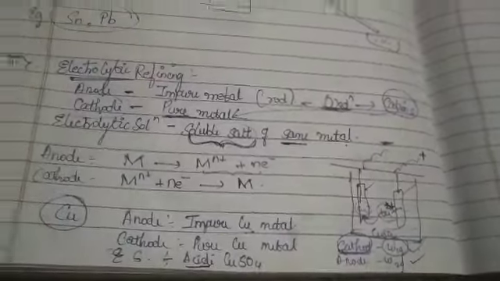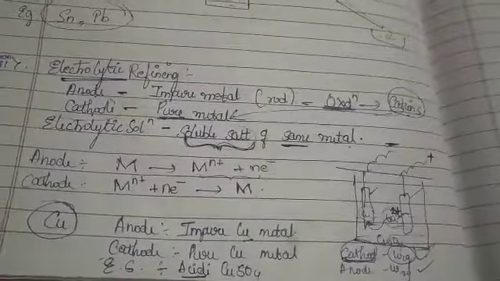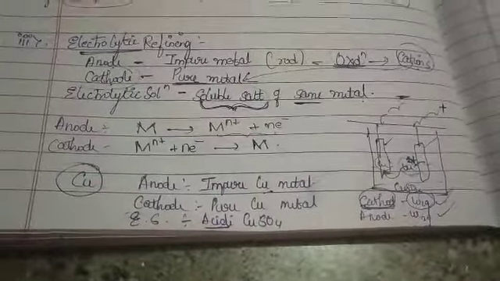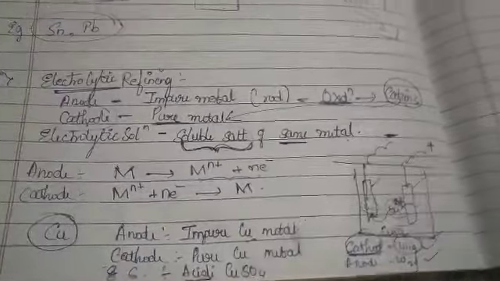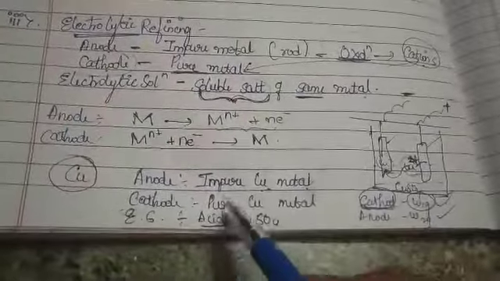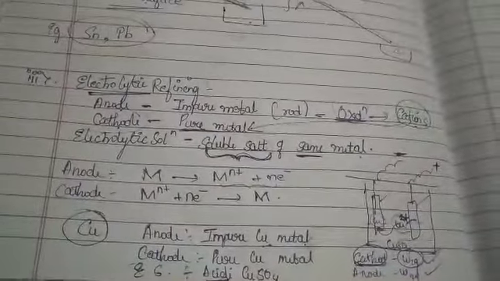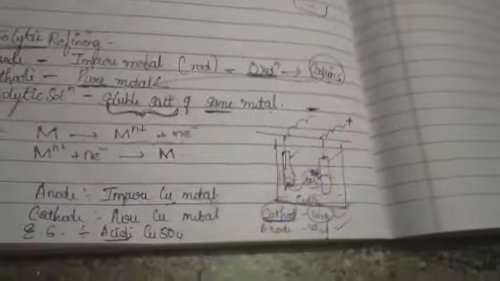Very important. At the anode we choose the impure metal, as the cathode the pure metal, and in the electrolytic solution a soluble salt of the same metal. For example, if you are working with zinc, of course in the anode you will take impure zinc metal and the cathode as pure zinc metal. For the electrolytic solution, you can take zinc sulfate, of course, a soluble salt it should be. That is the thing, and you can continue the same process.